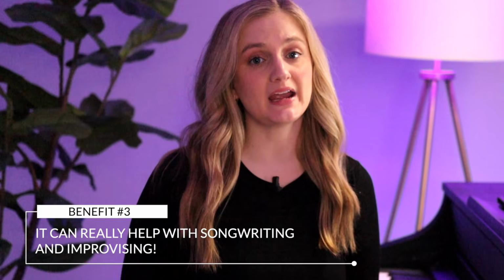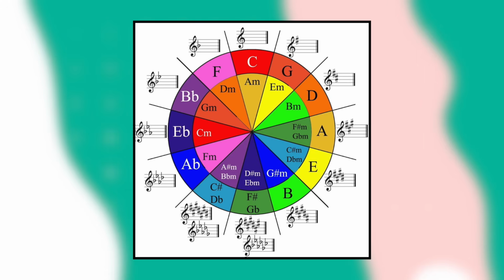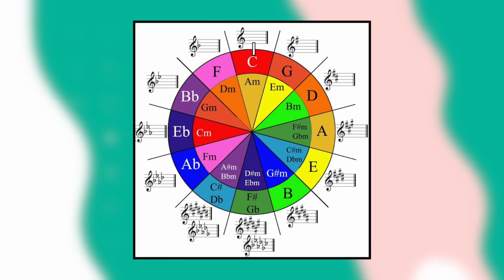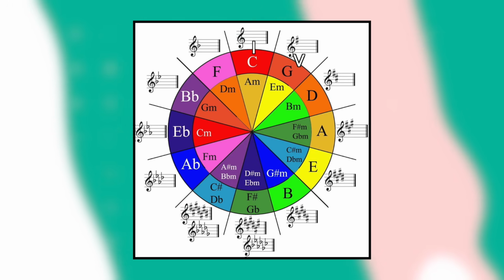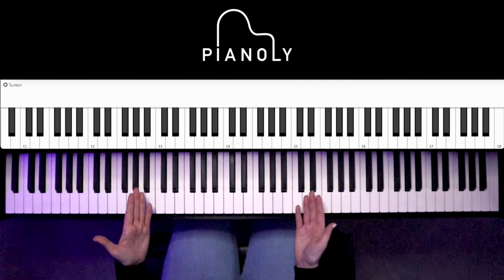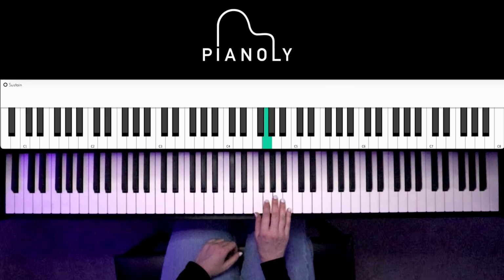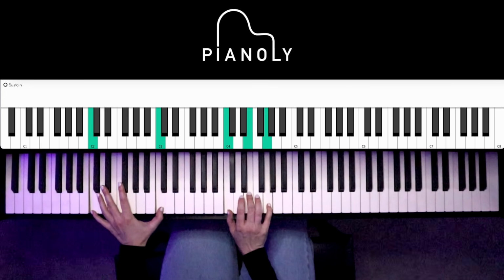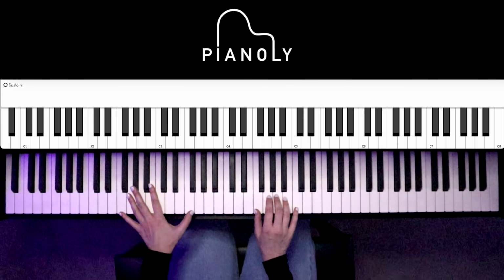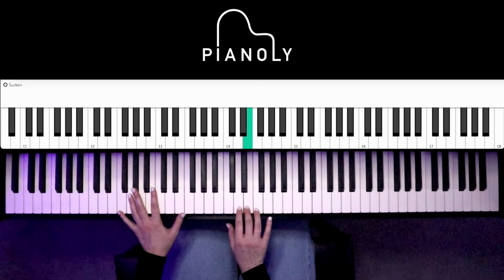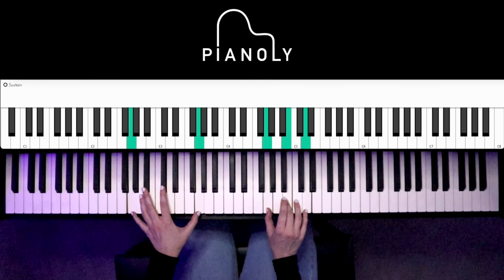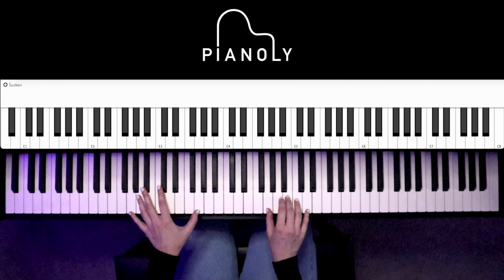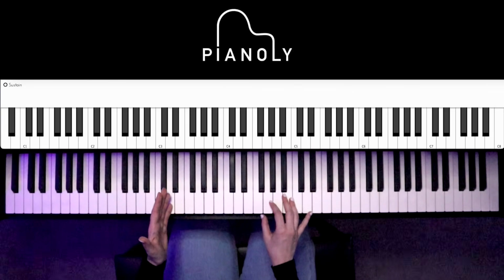The third way is the circle of fifths can really help you with songwriting and improvising. The circle of fifths highlights the relationship between the 1 chord, the 5 chord, and the 4 chord. And if you don't know what I'm talking about, here's a quick example. In the key of C major, which is all the notes of the C major scale, the 1 chord is C major. The 4 chord is F major, which is 4 notes up from C, and the 5 chord is G major. And 1, 4, and 5 are extremely important chords in music.